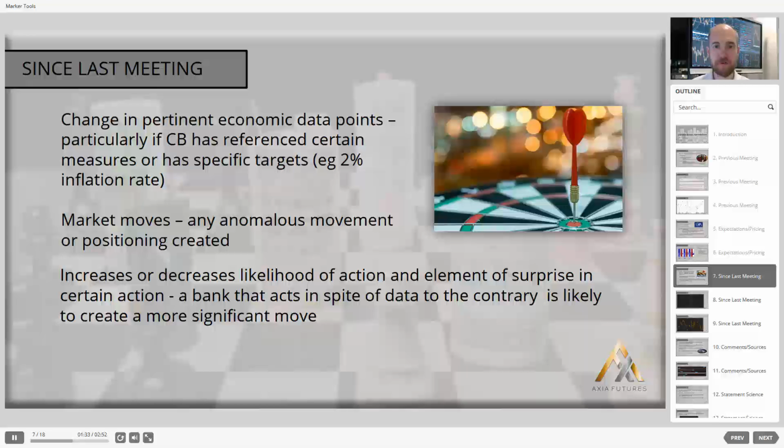The whole point of this is that if a certain reaction happens from the central bank, movement prior to it is going to create a greater likelihood of a more severe move on the central bank.